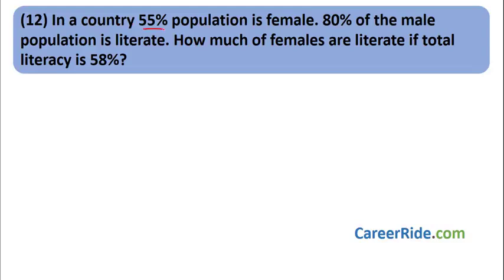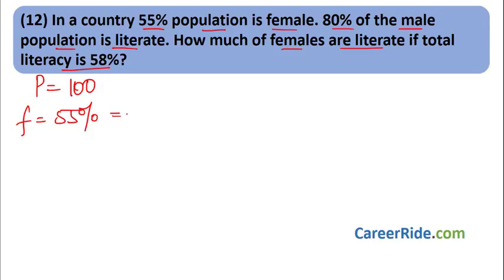In a country, 55% of the population is female. 80% of the male population is literate. How much of the females are literate if the total literacy is 58%? Again, very easy. We do not know the population, so let us assume that the population is 100. Out of that, how many are females? 55% of 100 is nothing but 55. So 55 females are there.